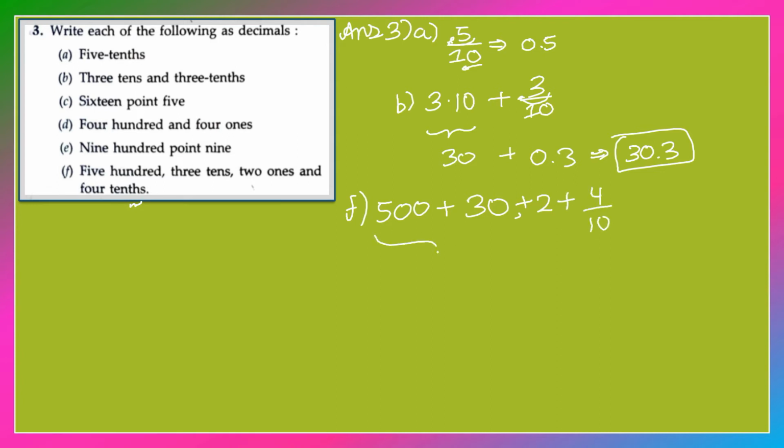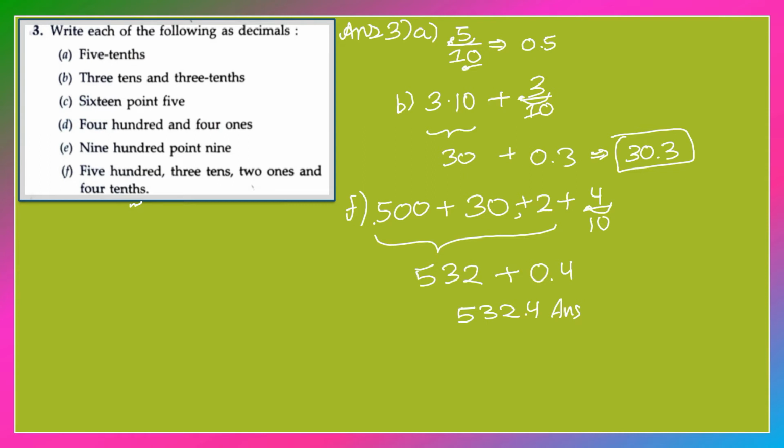Like this, if I add these values, I get 532 plus 0.4. Why? Because I shifted the decimal point one step towards the left direction. And it will become 532.4. So that is the answer here. So I solved the F part. Okay, my friends, so I solved 3 parts. The rest of the parts, you can do yourself. Now let's move to the next question.